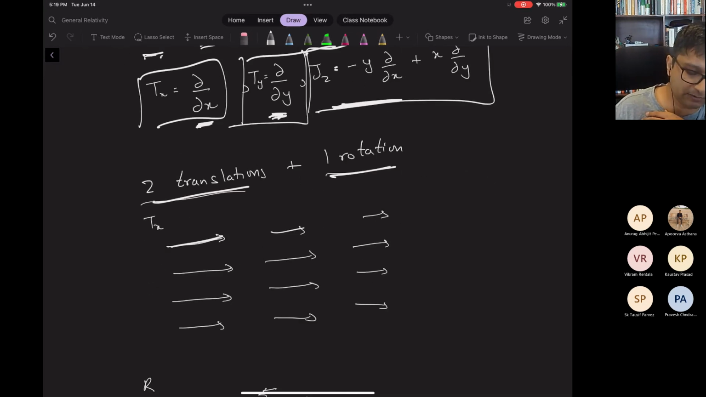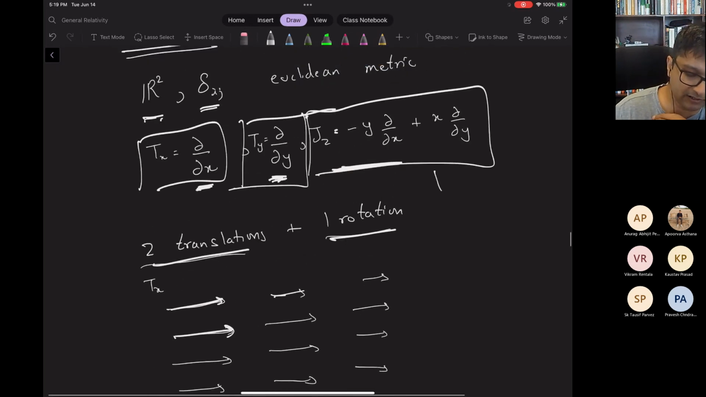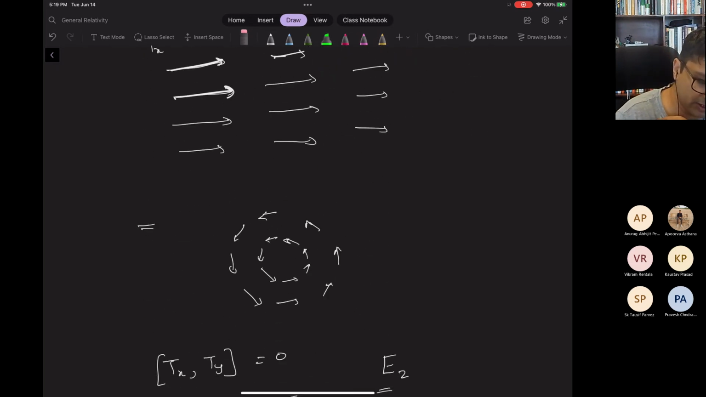So Tx, for example, we've seen, is a vector field that looks like this. It generates a flow in the x direction, which will generate a translation. Similarly, Ty will generate a flow or a translation in the y direction. And this vector field, which we call Jz, generates rotations in the xy plane.